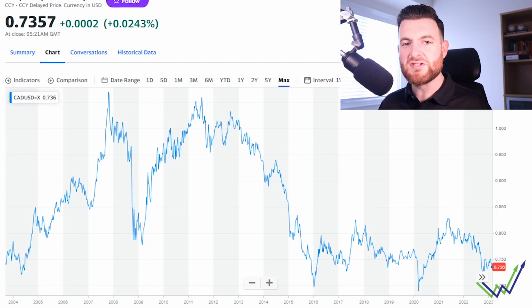We're going to start off by taking a look at the historical performance of the two currencies, and we look into Yahoo Finance here to see what the relationship looks like dating back to 2004. The first thing that we notice is that it's at the lower band of the relationship, meaning that the US dollar is worth more in comparison to the Canadian dollar, and it's trading for around 73 to 74 cents.